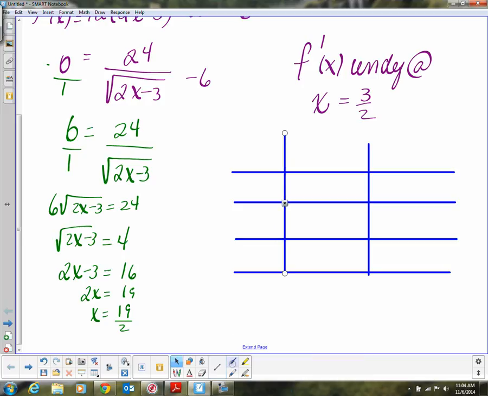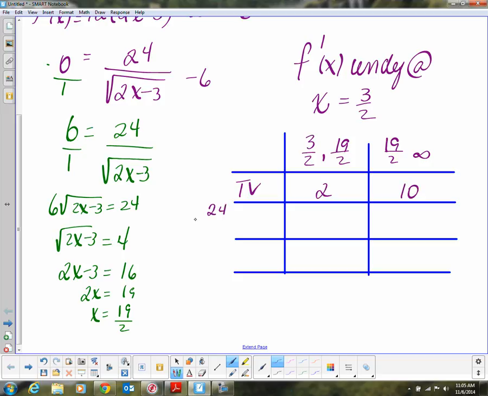All right, so here we go. What are we doing? No, we're not doing negative infinity. Where does my domain start? So we're doing 3 halves to 19 halves and 19 halves to infinity. Test value? 10.